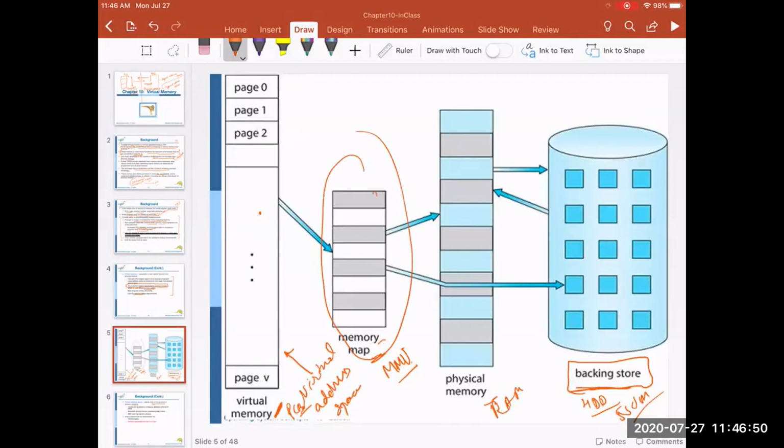Now we discussed the valid and invalid bit. That would do the magic of deciding which page is to be kept in the physical memory or not.